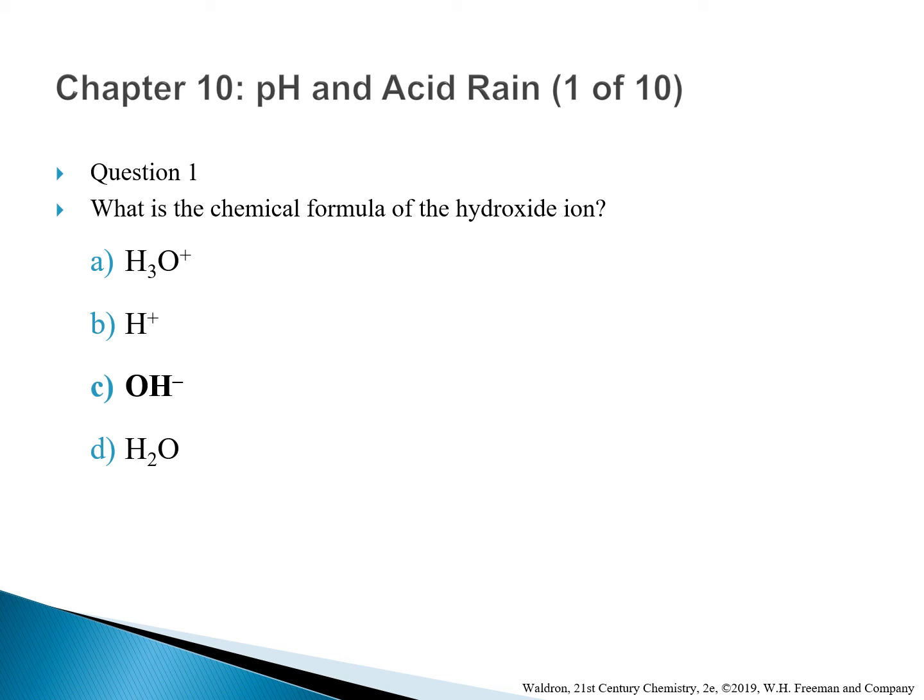The correct answer is C, OH-. Choice A, H3O+, is called hydronium ion. B, H+, is a proton. Both of these are for acids.